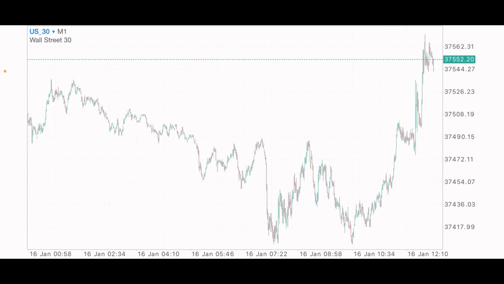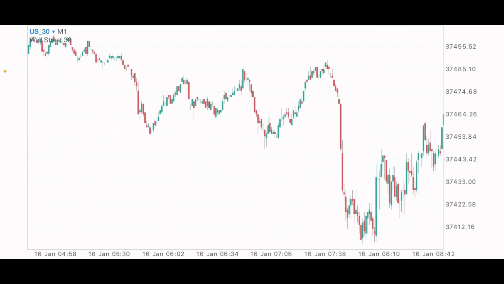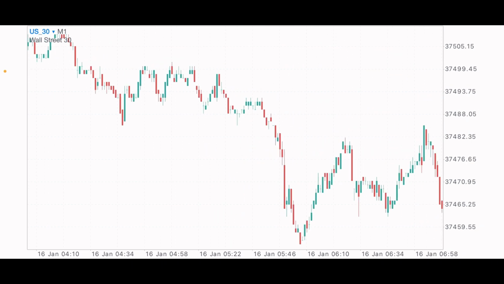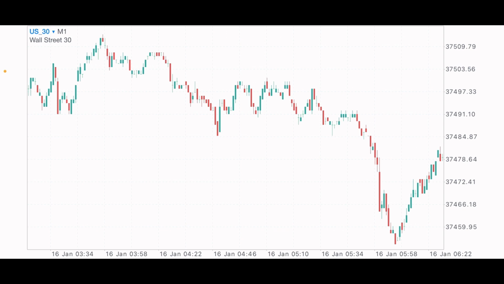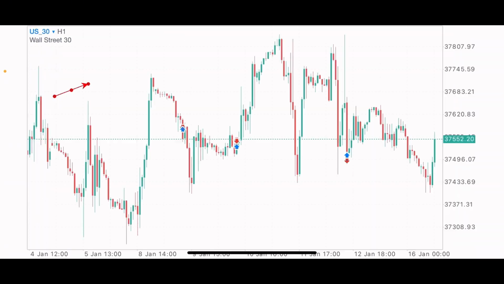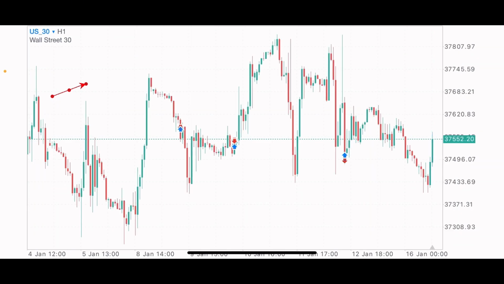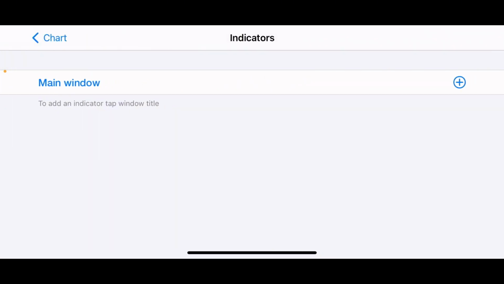Now, we all know the basics of price action: when price gets to the higher high, you place a sell, and when price gets to the lower low, you place a buy. So what we're doing right here is simply using price action strategy plus indicators. Firstly, let's check the 1 hour time frame.